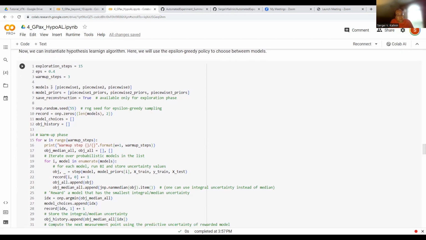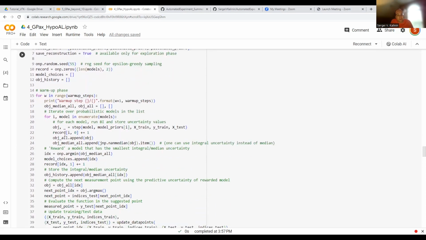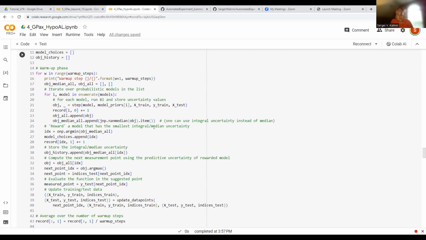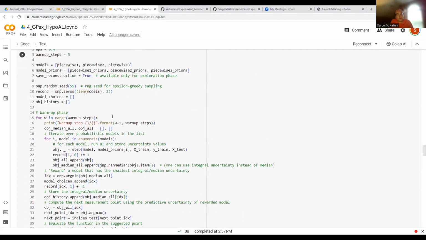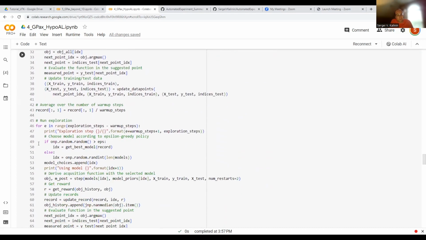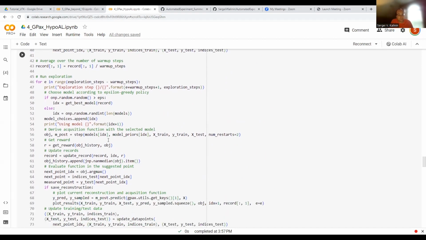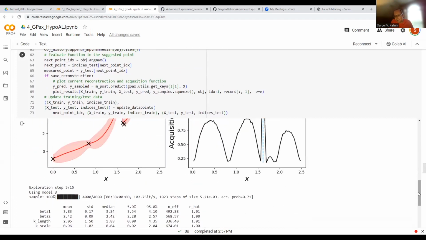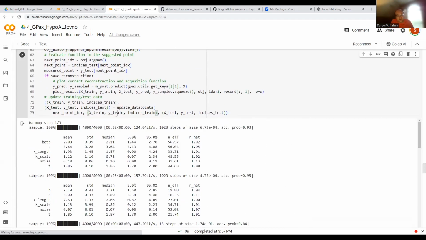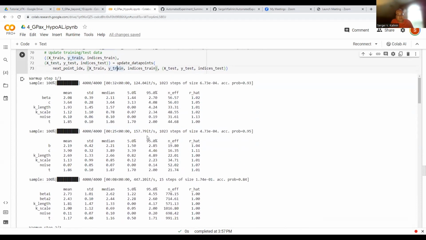Then all we have to do is define our list of models and model priors, and create the arrays that store our record of rewards, choices of models, and histories. Then we run the warm-up experiment, meaning that we run all models 3 times. And then we run the exploration experiment, when we start to choose the model that we expect to minimize the uncertainties fastest. And let's look. In this case, I have chosen the values of the parameters in such a way that the results are kind of illustrative. But again, feel free to experiment with that.